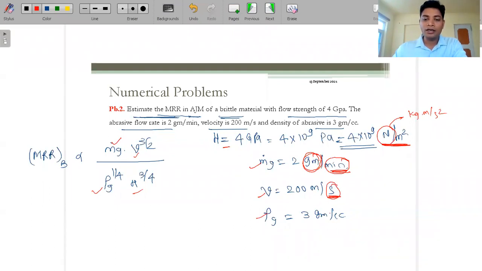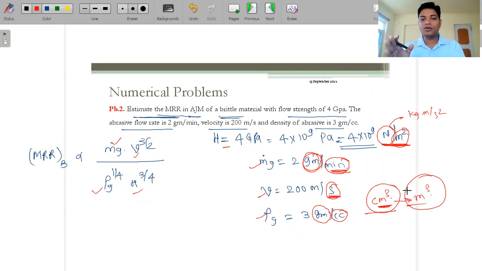One more thing: this value is also in gram, so first convert that into kg, and this is in cc, cubic centimeter, that is cm cube. Since we are using meter square, just convert this into meter cube. Just convert everything into SI units, then put the values and get the answer. In the next lecture you will tell me what exactly the answer you are getting, or you can paste it into the Google Classroom as well. By the way, I have explained everything, you just have to simply calculate this.